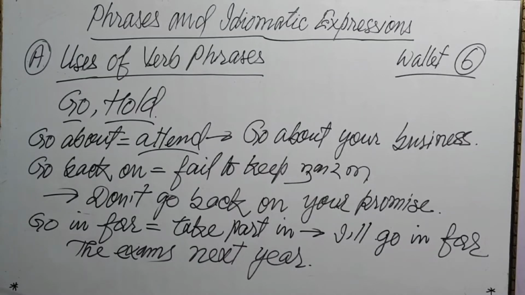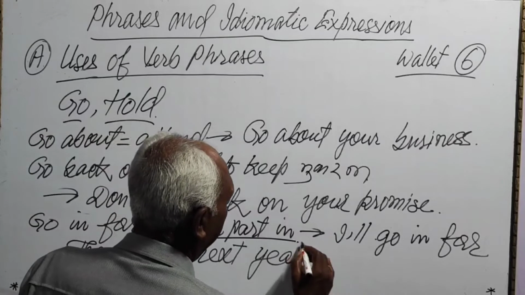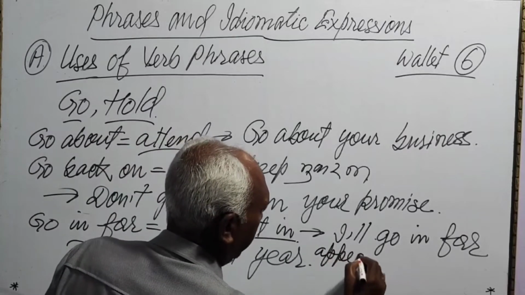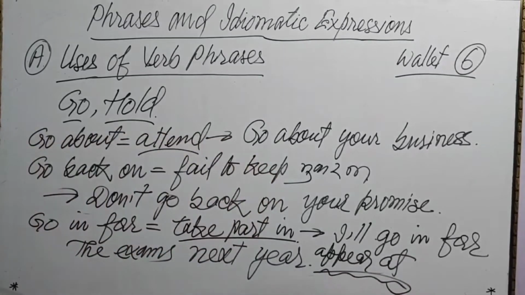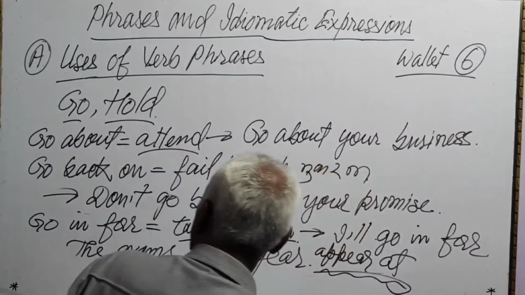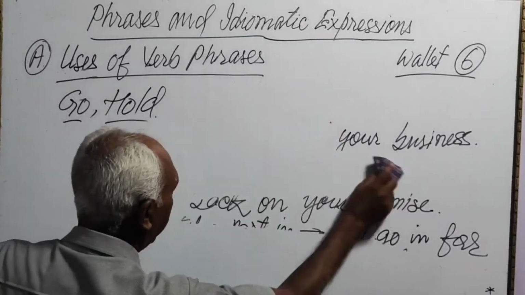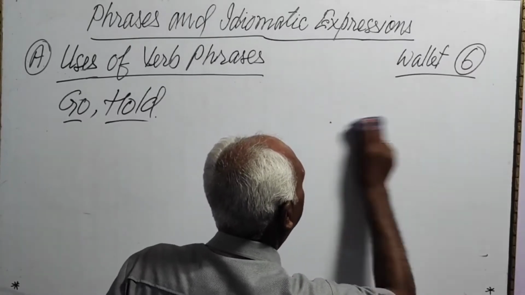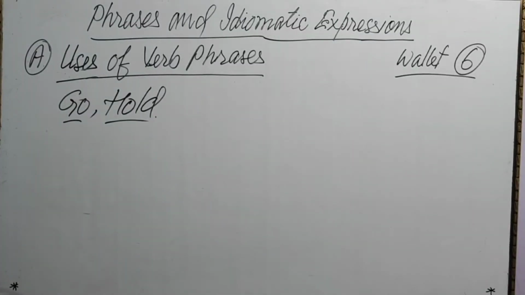Go in for, that means to take part in. एक तरह से phrase है, means to appear at, परीक्षा में सम्मिलित होना. Go in for, that means to appear at or take part in. I'll go in for the exams next year. Just you are learning using verb phrases in different sentences. These are the idiomatic expressions.